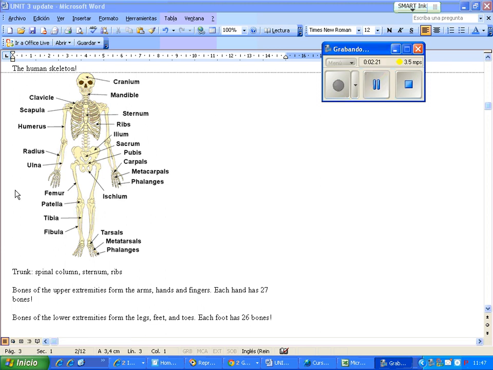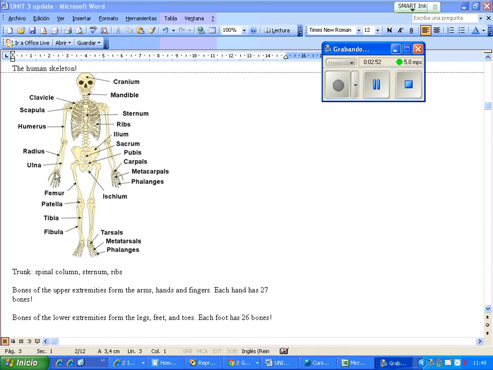Here's the human skeleton, the bones of the human skeleton. The bones of the trunk involve the spinal column, the sternum, and the ribs, which form the rib cage. The trunk, the bones of the trunk, protect the heart and lungs. The bones of the upper extremities involve the arms, hands, and fingers.